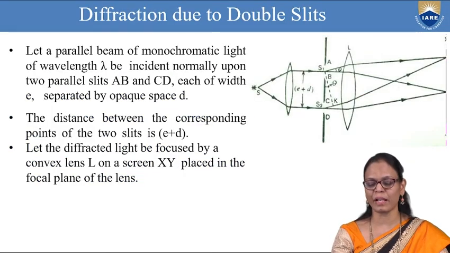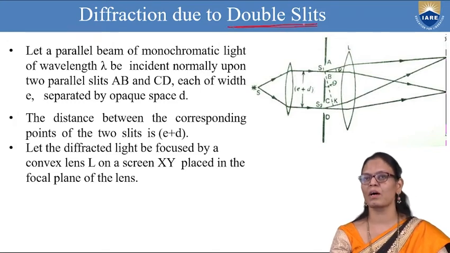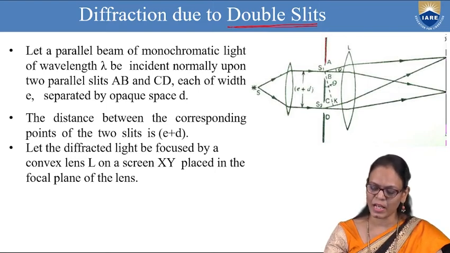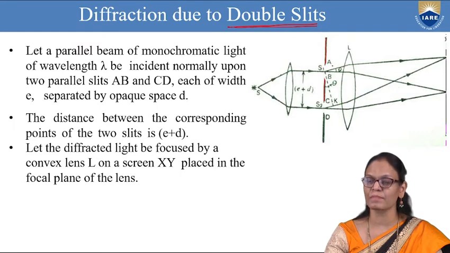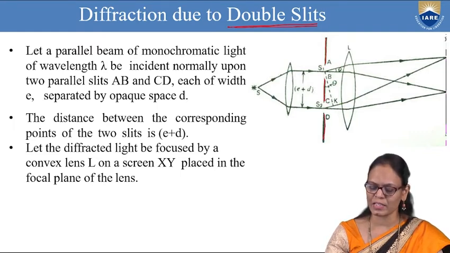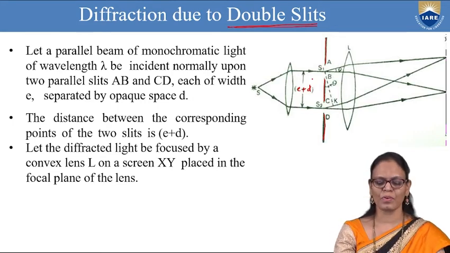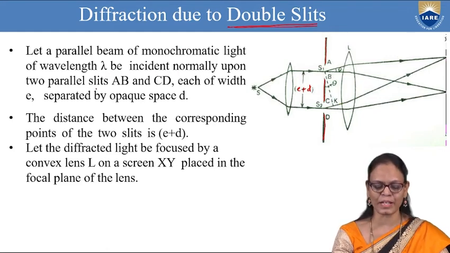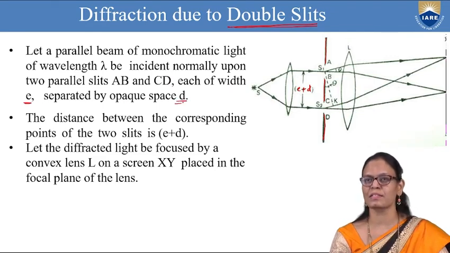Now explain the setup for double slit. If there are two slits, how diffraction occurs. So we are going to consider two slits here. This AB is the first slit and CD is the second slit. Here we are considering it as E plus D, where D is the separation between the two slits and E is the width of the slit. So let a parallel beam of monochromatic light of wavelength lambda be incident normally upon the two slits AB and CD, each of width E and separated by a distance D. That is what we have seen.